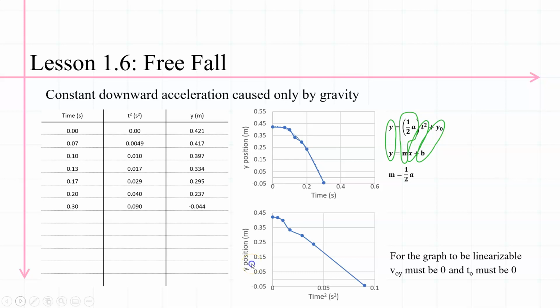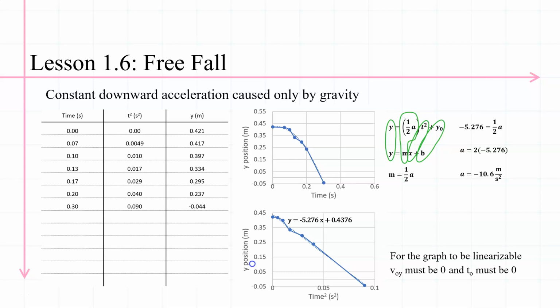So now I'm able to do a linear curve fit to this graph with this equation. And here I have the slope of that linear curve fit, negative 5.276. And remember, the slope is 1/2 the acceleration. I could just work out the algebra here. So I'm just going to multiply that slope by 2 to calculate the acceleration at negative 10.6 meters per second squared.